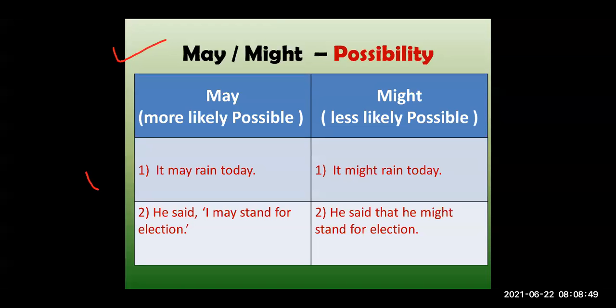The first example: it may rain today. It is more likely possible. Here 70% chances are there that it may rain today. So when there is a more likely possibility, we use the modal auxiliary may. Now, we use might when there is a less percent possibility. For example, it.